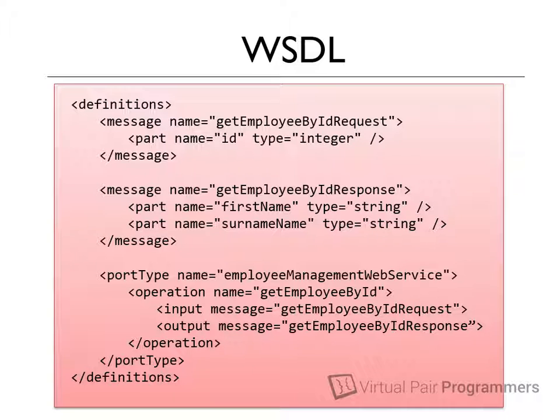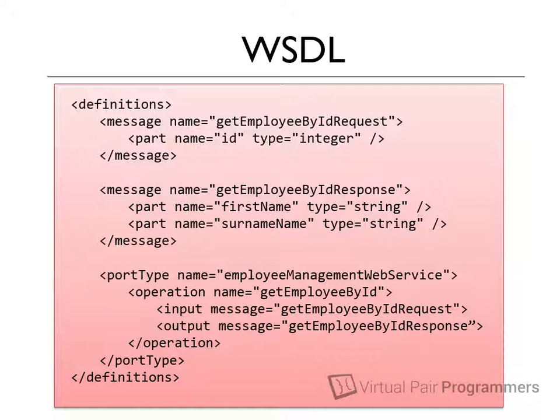So peeking through this XML here, we can see that there appears to be a message called getEmployeeById request, and that appears to have some kind of parameter defined inside it called ID of type integer. By the way, bear in mind that web services and SOAP are completely unrelated to Java, so the types that you see here are in fact XML types defined by the XML standard, not types defined by Java.